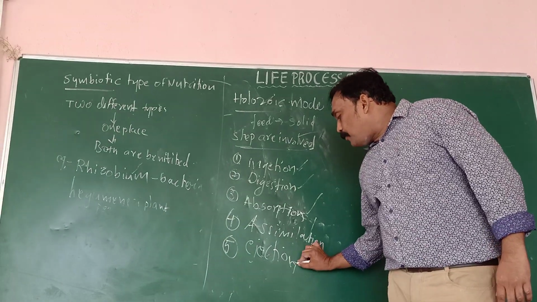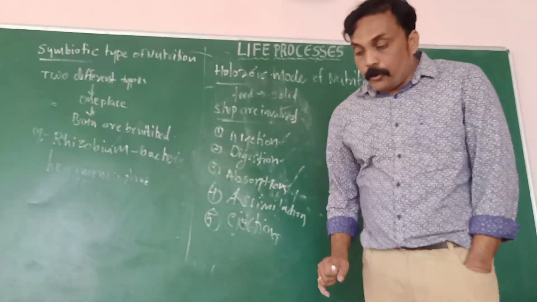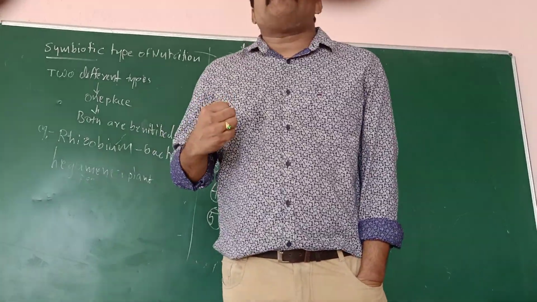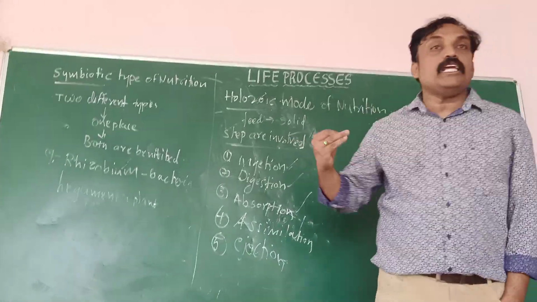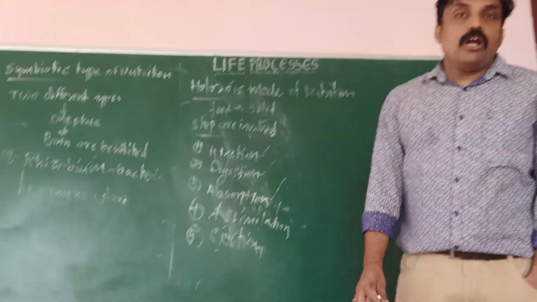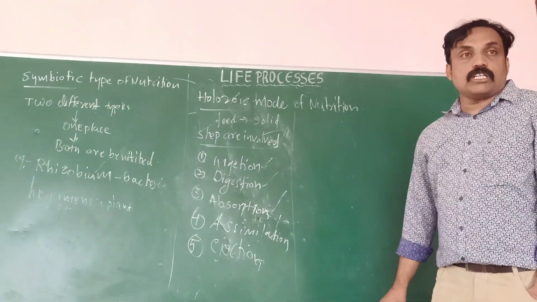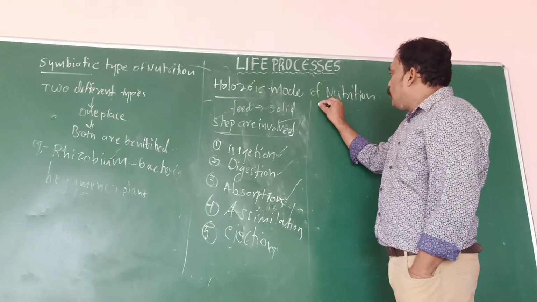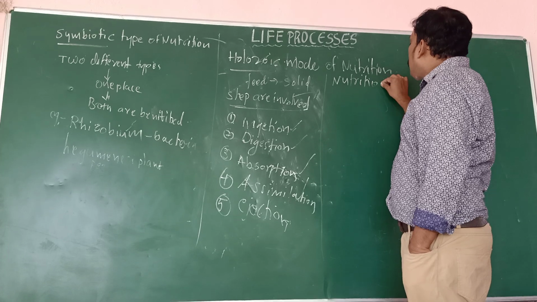So if you observe, these are the holozoic type of mode of nutrition. That means types of heterotrophic nutrition: one is parasitic, second is saprophytic, symbiotic, and also holozoic type of nutrition. Now we have to take one example of holozoic nutrition. Which example? Amoeba. Okay. Now we are going to discuss nutrition in amoeba.